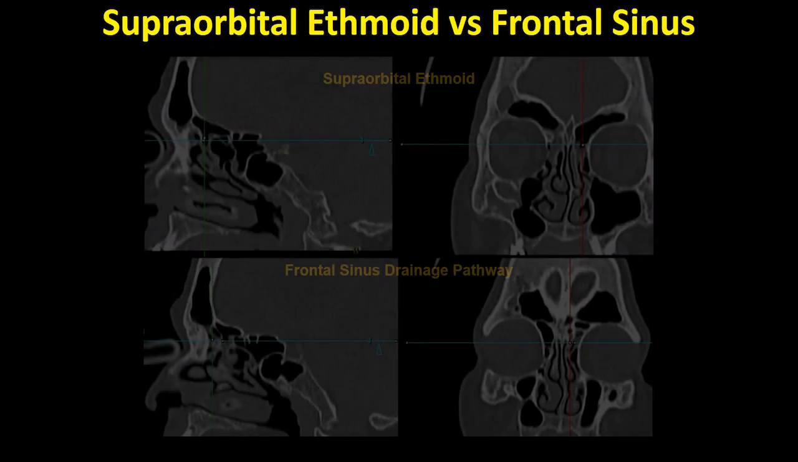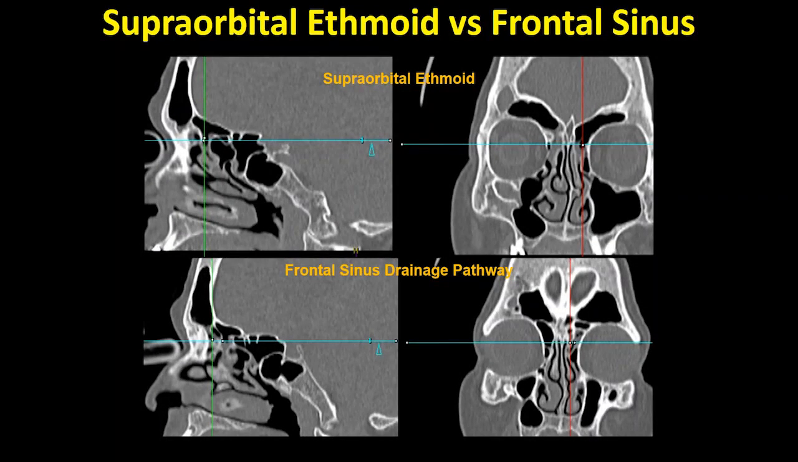The drainage pathway of the supraorbital ethmoid air cell varies from the frontal sinus drainage pathway. The supraorbital ethmoid air cell drainage pathway lies posterior and more lateral to the frontal sinus drainage pathway, as shown by the crosshair, which lies more anterior and more medial to the supraorbital ethmoid air cell.